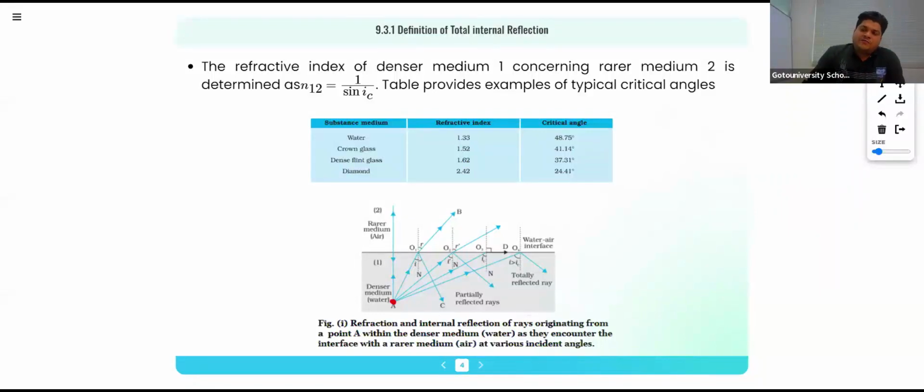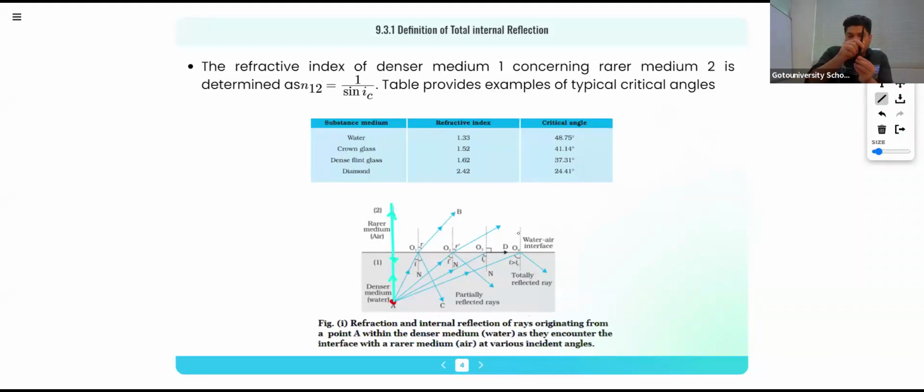Okay. Now, first you will perform this thing. First, what you will do? First, you will strike your light here. If you strike your light here, it will go out. As refraction, it will go out. As reflection, some part of the light will bounce back.